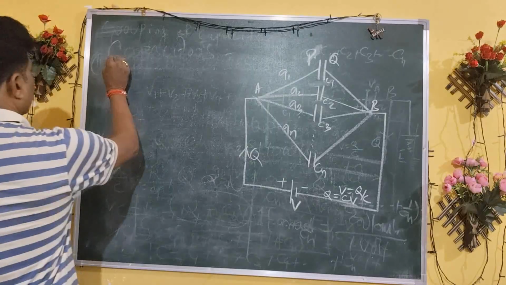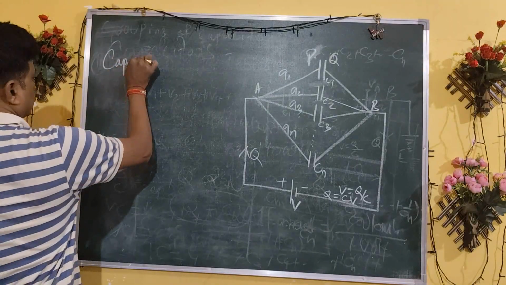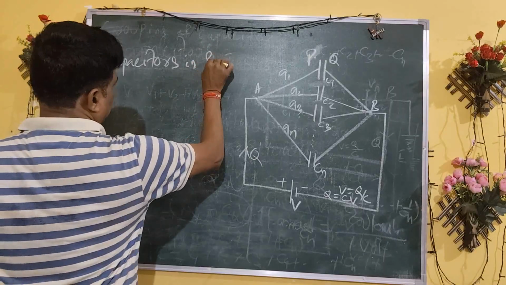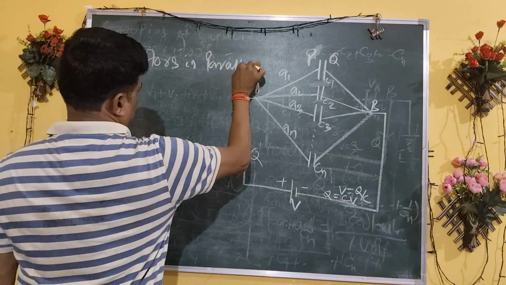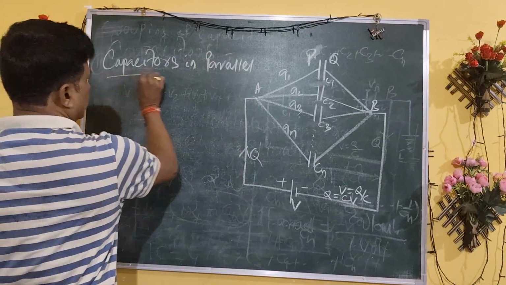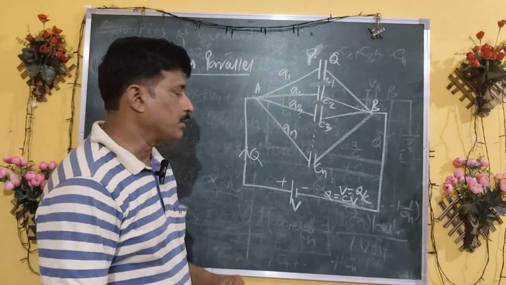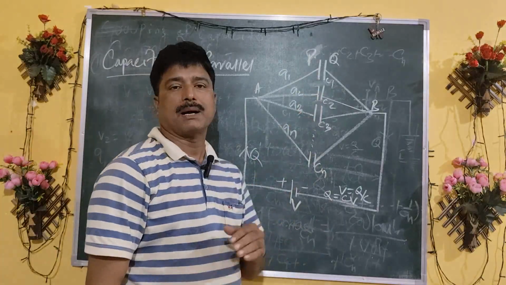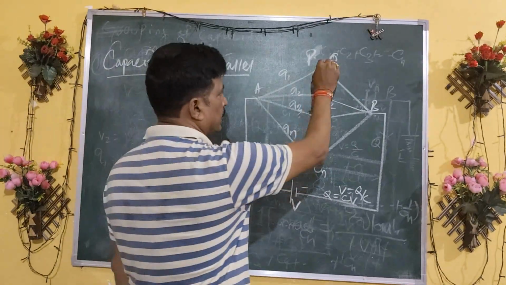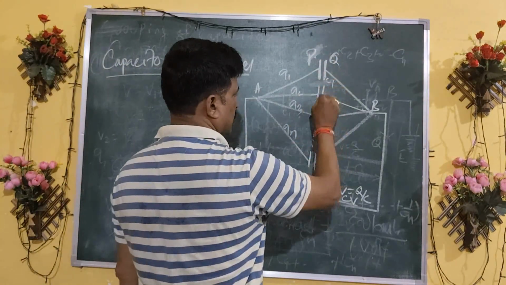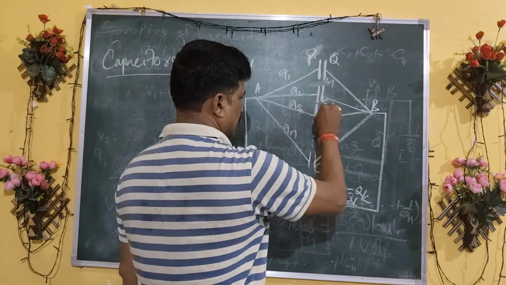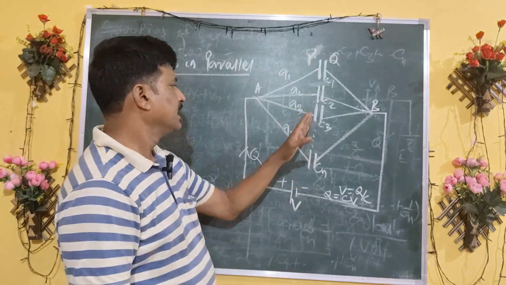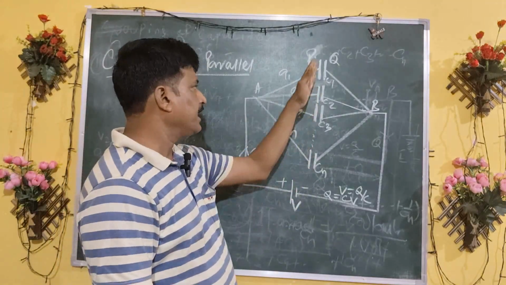Okay, now capacitors in parallel. When the capacitors are in parallel, we have to find out the net capacitance if there are n number of capacitors. Here we have joined one capacitor, that is C1, another capacitor, that is C2, another capacitor, that is C3, and so on up to Cn. That means these capacitors are in parallel.